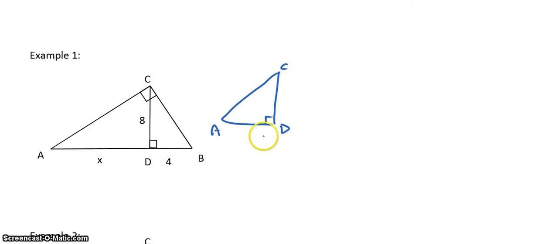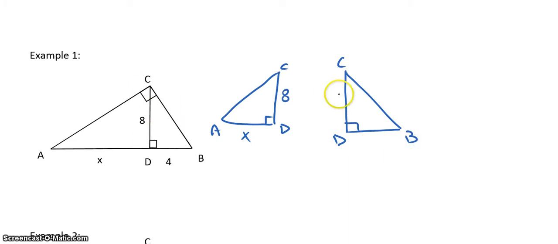CDA with my right angle being at D, AD being x, CD being 8, and then over here I have CDB with CD being 8 and DB being 4. Now this isn't like congruent triangles where CD is reflexive, because it might not have grown at that rate.